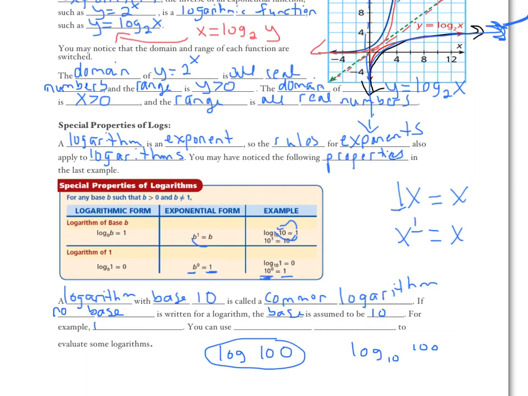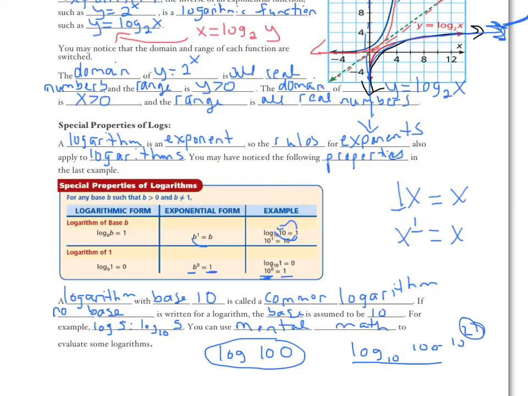So if we have log of 5, that really means log base 10 of 5. And you can use mental math to evaluate some of the logarithms. If we're looking at log base 10 of 100, 100 is really 10 squared. So what's your exponent? Your exponent is 2.